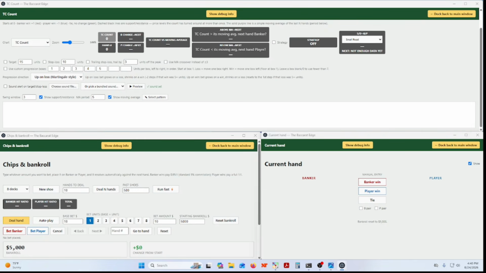Okay. Let me set up this other monitor here. You're going to have access to the other monitor when I switch over every once in a while.